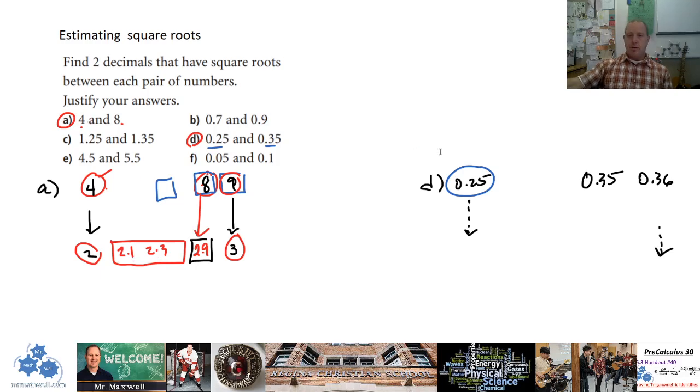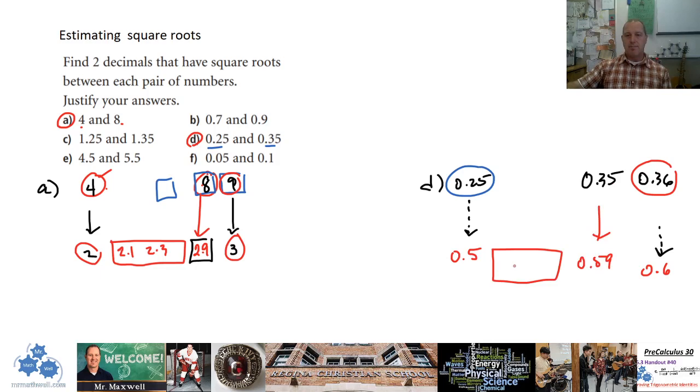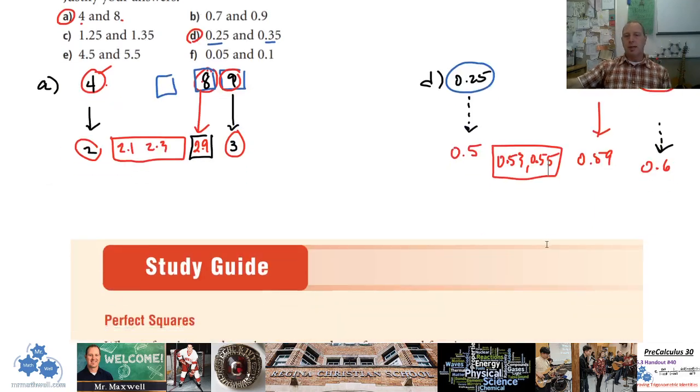Okay, D, this one's maybe a little bit trickier. I wanted to do a decimal for you, 0.25 and 0.35, okay. Well, 0.25 is its own benchmark, that's 0.5, right? Half of a half is a quarter. And you know 0.36 as well, that is 0.6, okay? That's the square root. And so 0.35 is pretty close to 0.36, so I'm going to say this is let's say about 0.59, right? Let's just estimate that. So I need two decimals between 0.5 and 0.59. So you pick two, it could be 0.53 and 0.55, okay? You double check those on your calculator, boom.